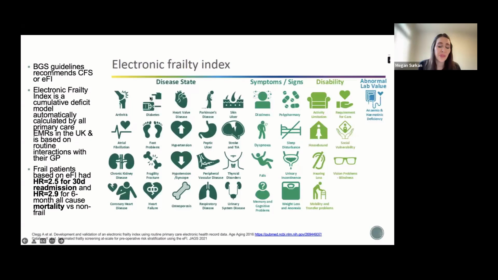And the thing about this, I wish we could have something similar here, but in the UK, the EMR used in all primary care clinics actually has this built in, calculated automatically without any extra effort. Based on data points entered just on routine interactions with the family physician, this frailty index is automatically spit out. And they've actually looked at this specifically with perioperative mortality. If patients were frail based on this EFI, their hazard ratio was 2.5 for 30-day readmission and almost 3 for 6-month all-cause death. So, pretty relevant information to know going into surgery.